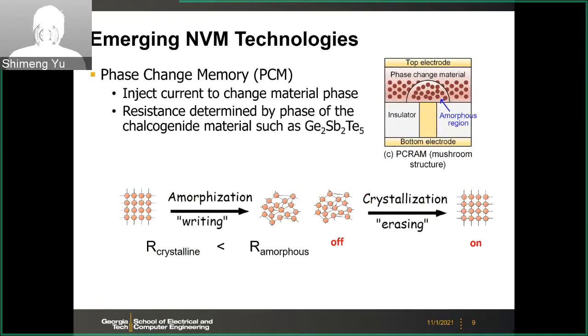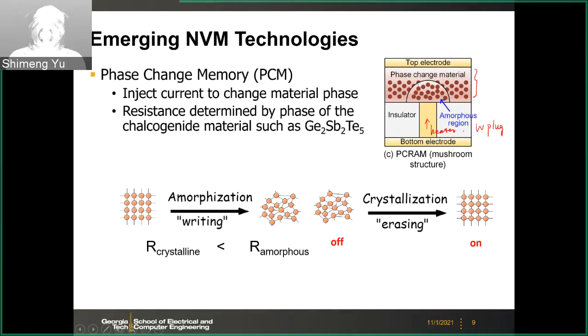And then the second emerging memory is phase change memory, PCM for short. Here is the typical device structure. We have a top electrode, a bottom electrode, and in this region a heater. It's metal, typically a tungsten plug. And then the phase change material is deposited between this heater and the top electrode.